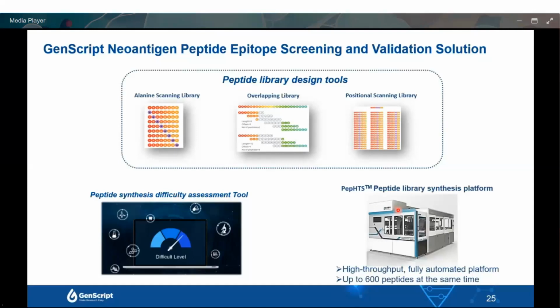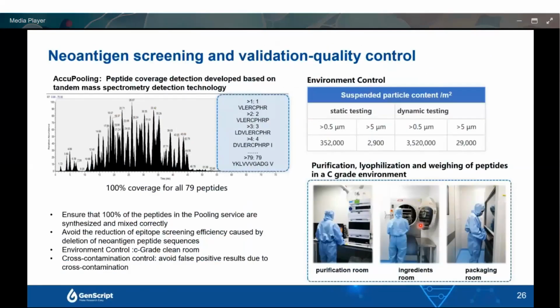Regarding peptide library synthesis, we have this automatic platform. It's high throughput, and we can produce up to 600 peptides at the same time. Regarding quality control, we can guarantee 100% of all the neoantigen peptides by this accurate pooling service.